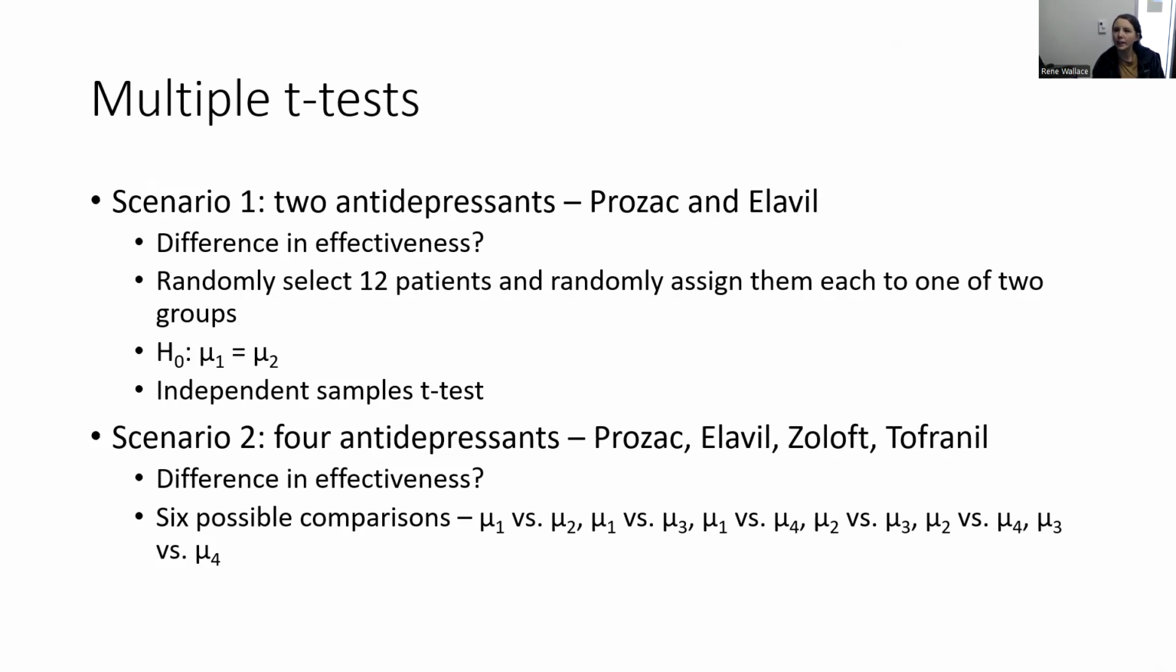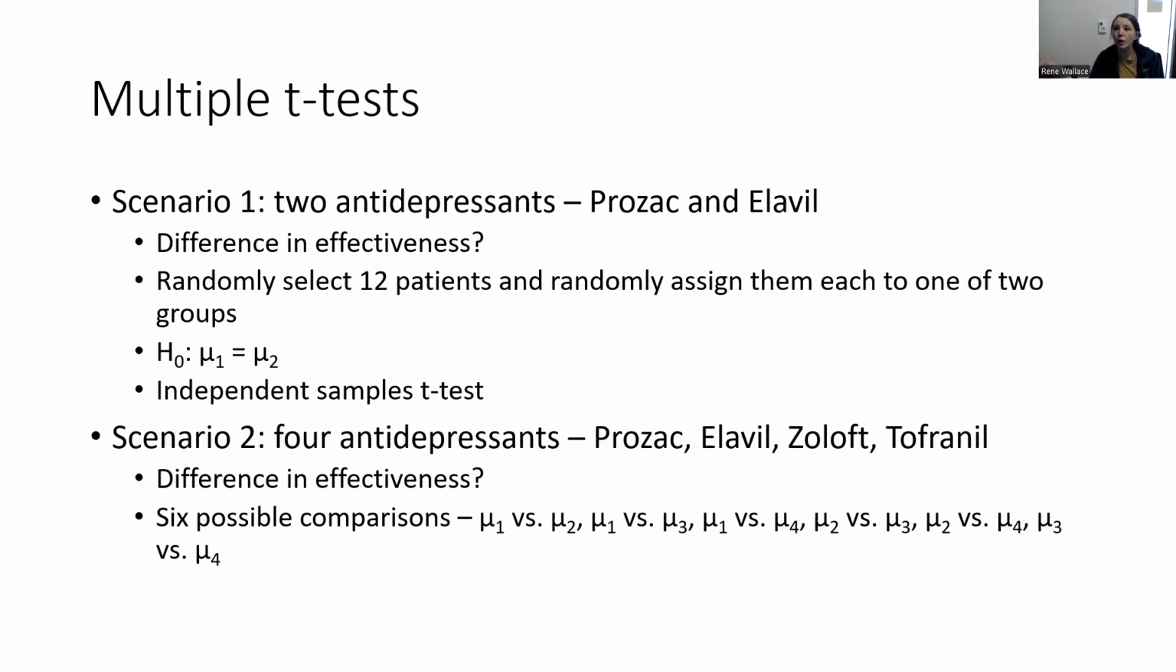So let's say scenario one, you have two antidepressants, Prozac and Elavil. Can we measure the difference in the effectiveness? We could randomly select 12 patients and give them to one of the two categories, right? Half of you get Prozac, the other half get Elavil. And then we could conduct our independent samples t-test. Easy peasy, that's what we've been doing the whole semester, right?